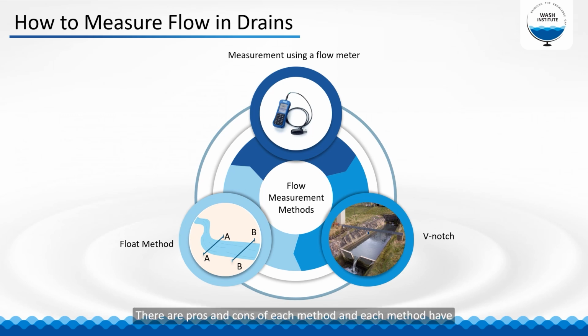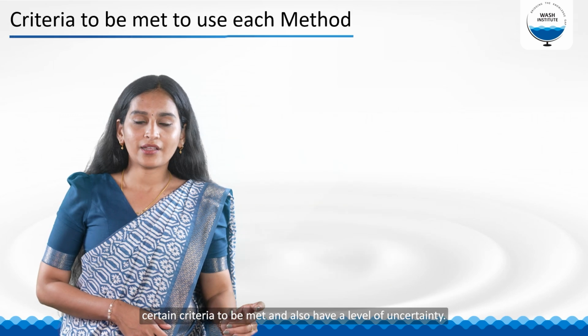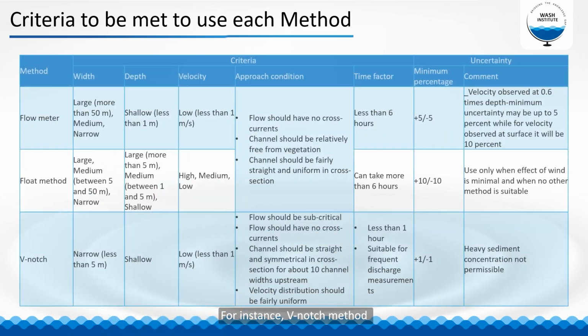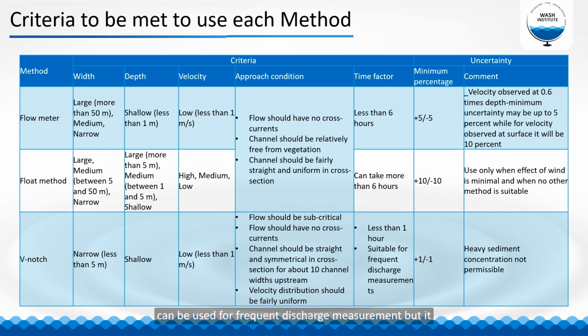There are pros and cons of each method, and each method has certain criteria to be met and also has a level of uncertainty. For instance, the V-notch method can be used for frequent discharge measurement, but it may not be feasible to use for measurement of flow in large drains. And the float method might take longer in calculating flow. Similarly, each method has a different level of uncertainty. All these factors should be kept in mind while choosing the most appropriate method for measurement.